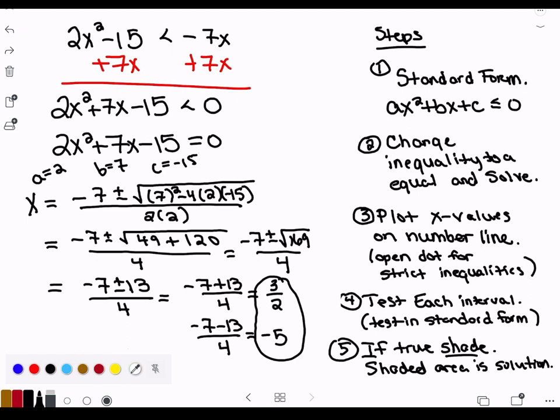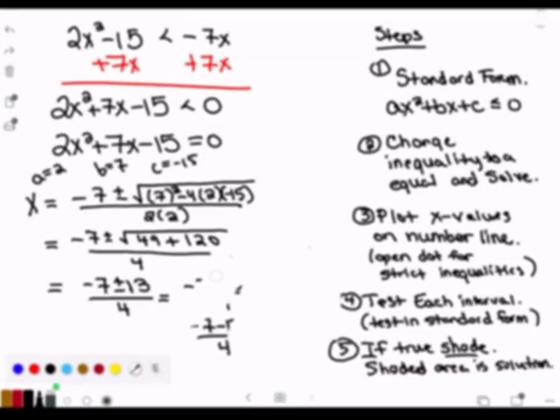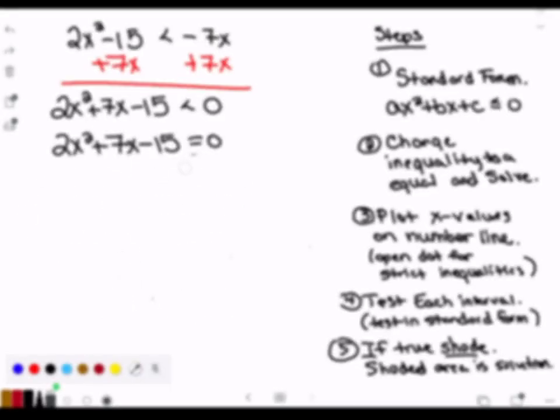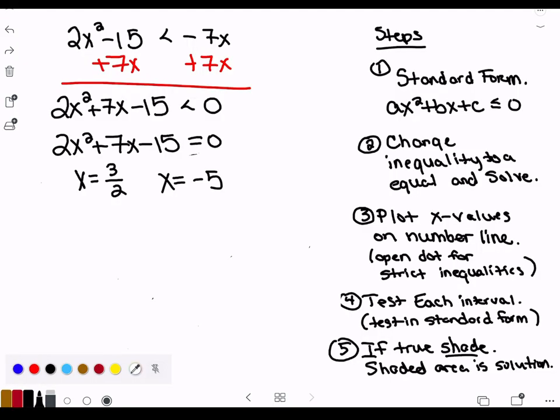If you would have factored, you would have got the same exact answer. So for those in the audience watching this video, if you're more comfortable with factoring, you're going to get the same exact answers. You're going to get x equals 3 over 2 and x equals negative 5. I just want to show the quadratic formula because that is an option you can use.